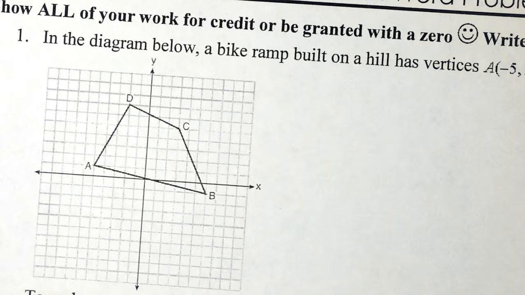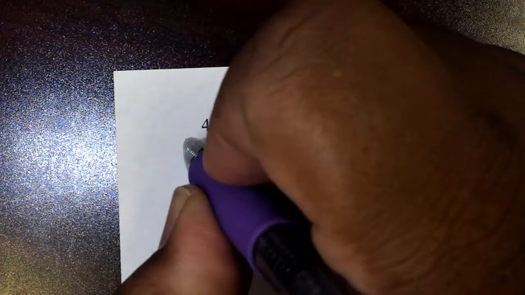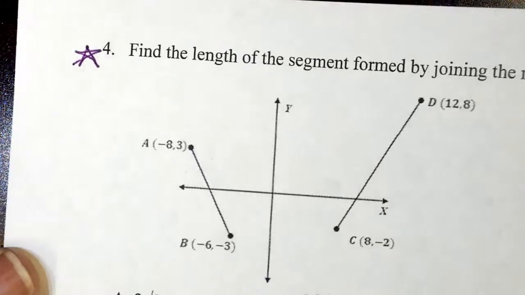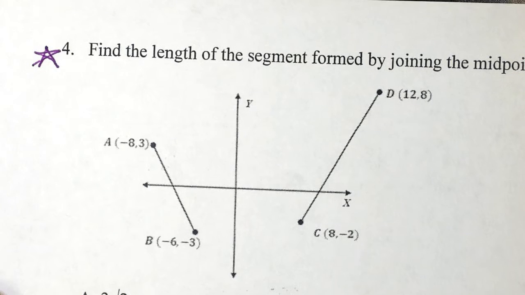Number one is a good example too. I want you to actually start number one and number 4 on the back. These problems are very similar. The only difference between the two is kind of the shape, and number 4 on the back doesn't have a graph to go with it.